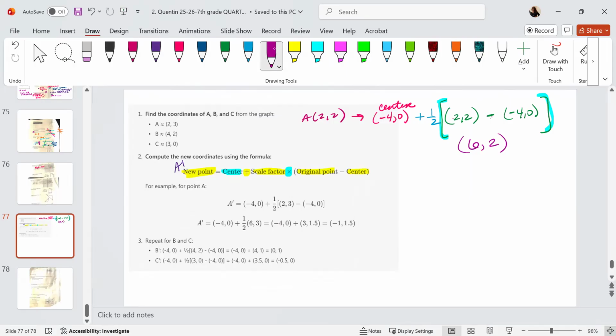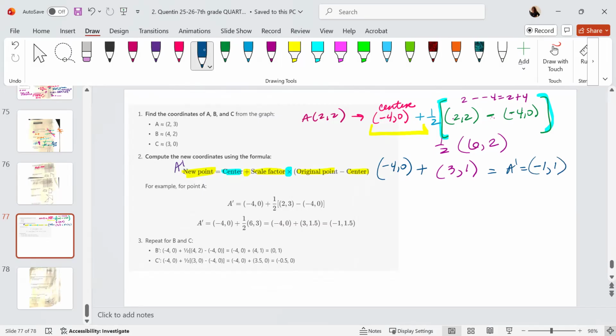Do you see that? How did you get the 6? 2 minus negative 4 is 2 plus 4. Oh, okay. Then you have to do half. Half of that is a 3 and a 1. Do you see that? This part right here. You have to do negative 4, 0 plus this. So your A prime is going to be negative 1, 1. That is going to be your first point. So find negative 1, 1 and plot it down there.